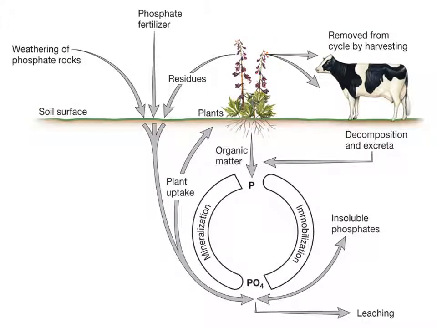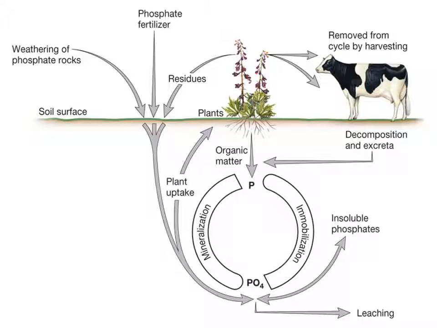Here we have a simple phosphorus cycle, which you've probably seen in the past. Phosphorus enters soil and water through the weathering of rocks, through the addition of phosphate fertiliser, and through surface residues of decomposition of plant and animal matter.